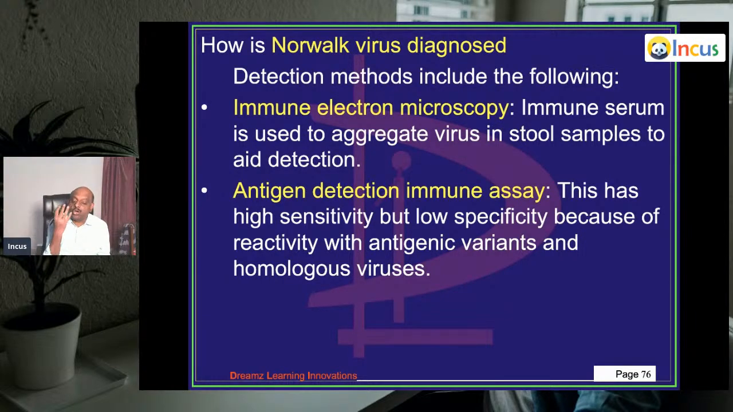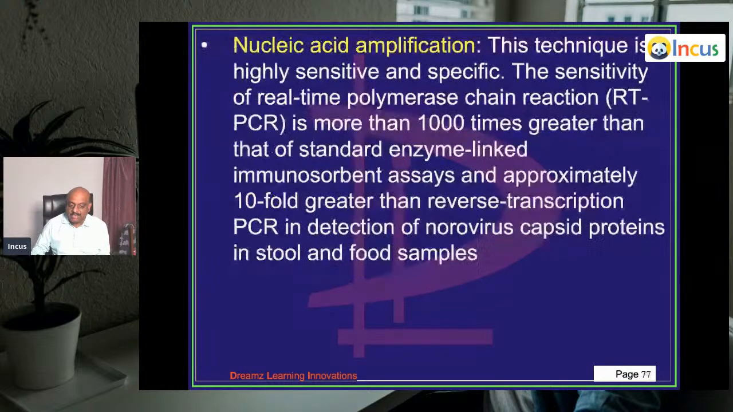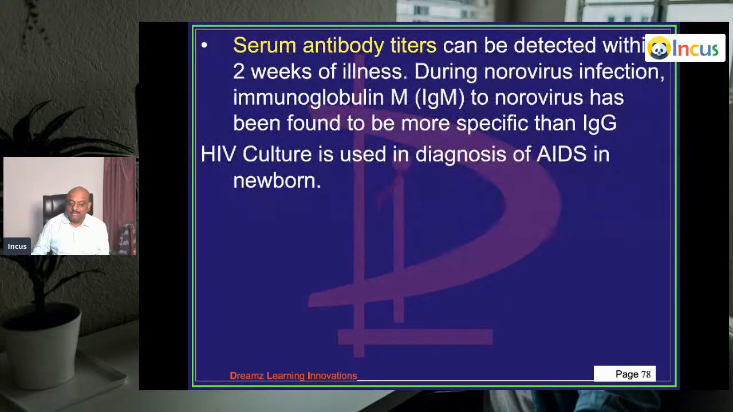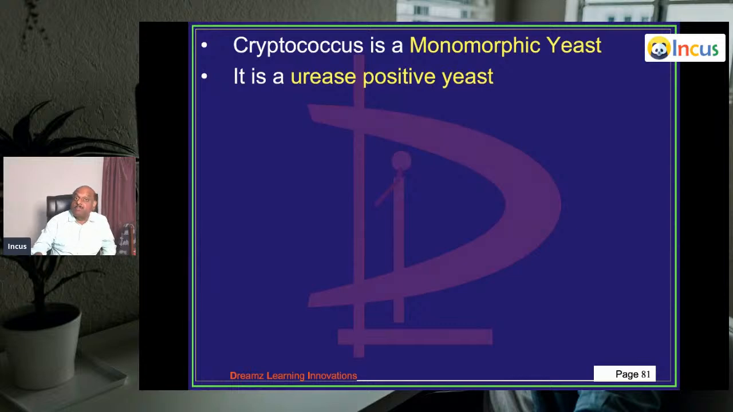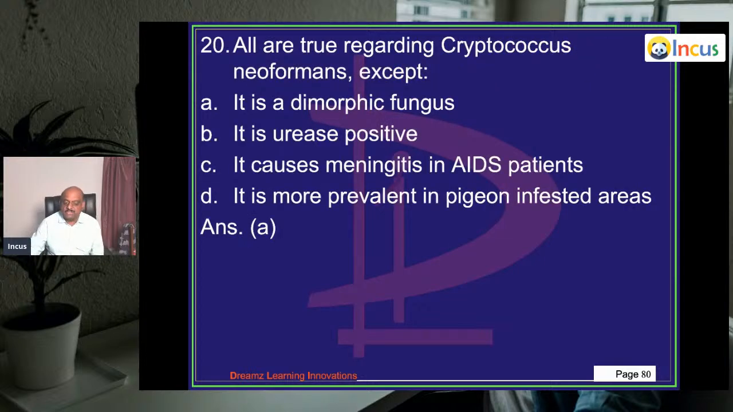Then how do you diagnose the Norwalk virus? Immune electron microscopy, antigen detection immune assay, nucleic acid amplification, serum antibody test. That is how you basically make a diagnosis. Now coming to the Cryptococcus neoformans, there is a list of fungi which are called dimorphic fungi, which you need to remember. That does not include Cryptococcus. Cryptococcus is a monomorphic yeast. It is a urease positive yeast. It leads to meningitis in AIDS. It is more prevalent in the pigeon infested areas.